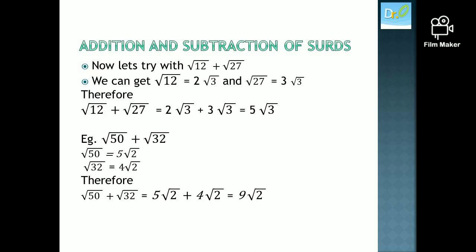If you go for another example, root 50 plus root 32. 50 is 5 into 5 into 2. So 5 into 5 is a couple. You can take it out and you can write root 50 as 5 root 2.